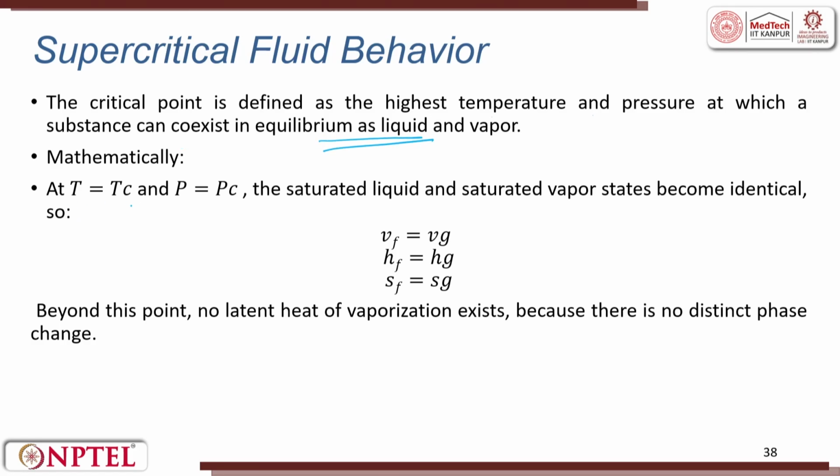So, mathematically T equal to Ts, P equal to Ps. So, the saturated liquid and the saturated vapor state becomes identical. So, it can be represented in this way: fluid is equal to gas. Beyond this point, no latent heat of vaporization exists because there is no distinct phase change happening at this point.